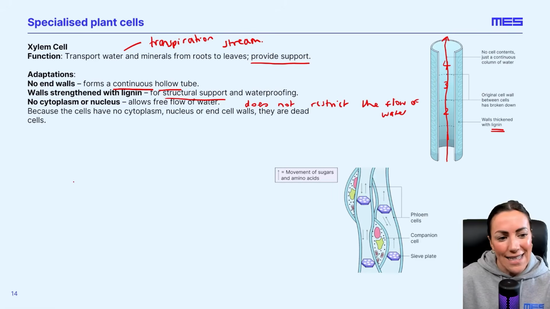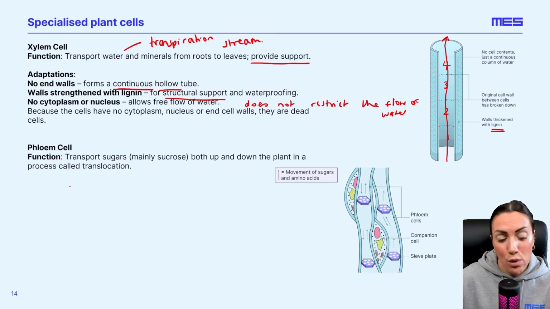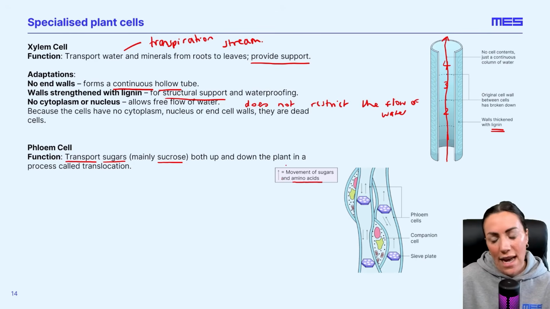Let's have a look at our last plant cell. These are phloem cells. So phloem cells form phloem vessels, just like xylem cells form xylem vessels. And the phloem vessels will be next to the xylem vessels, but they do not transport water and mineral ions. In fact, their function is transport, but they transport sugars, mainly the sugar sucrose. Also, some amino acids will be transported in the phloem, which you can see on the diagram. But for GCSE, you can just say the job of the phloem is to transport sugar or sucrose.